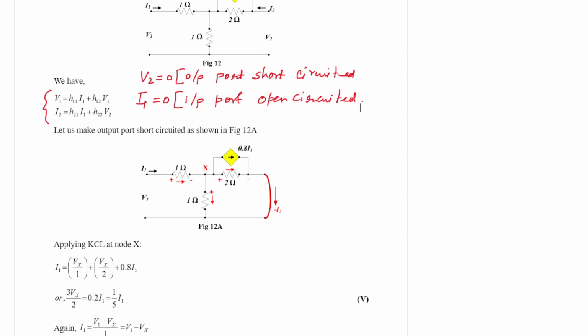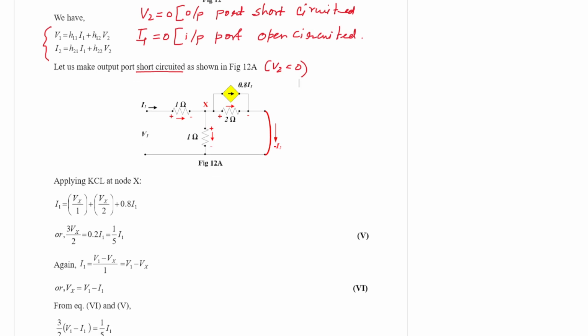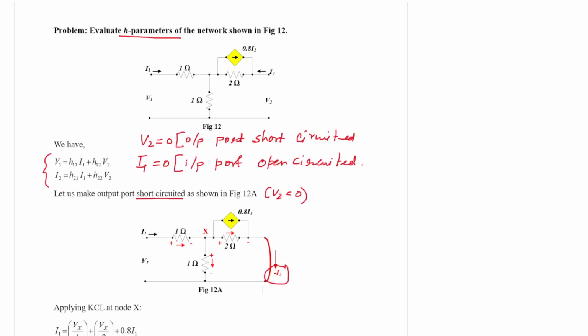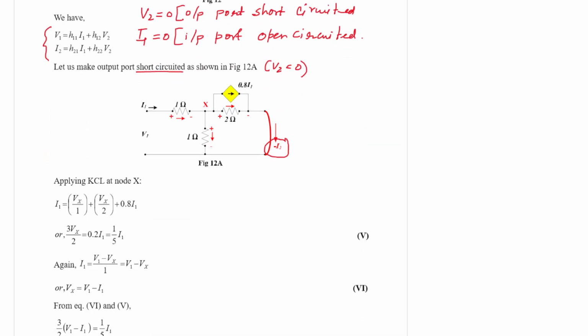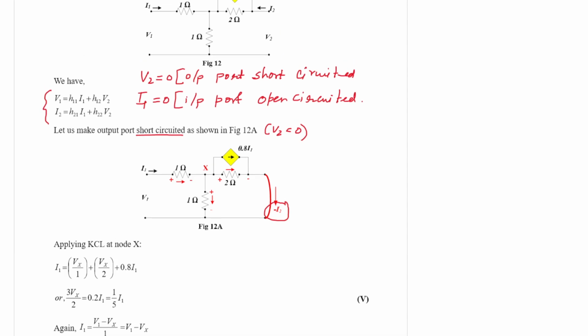So let us first make short circuiting. So we are making first V2 equal to 0. Now as we make the output port short circuit, you see the current I2 becomes minus I2 because the current direction changes, right? So let us analyze the circuit.